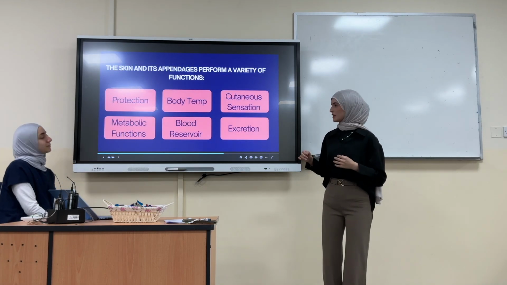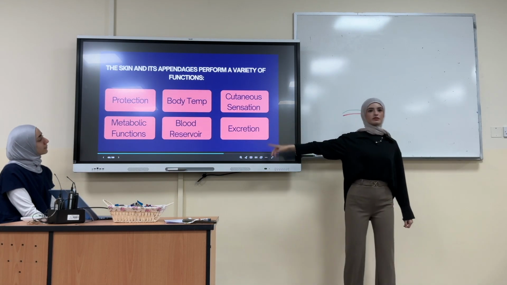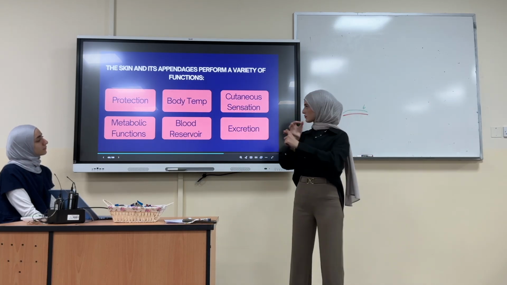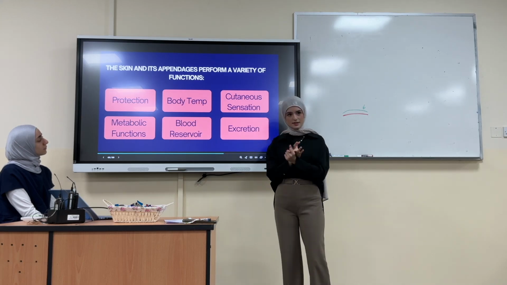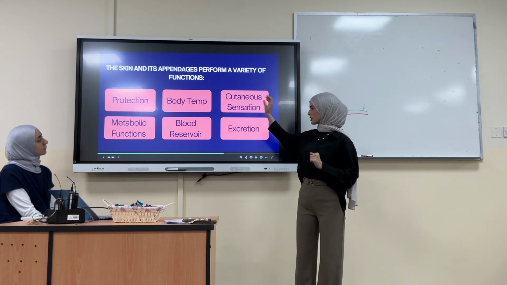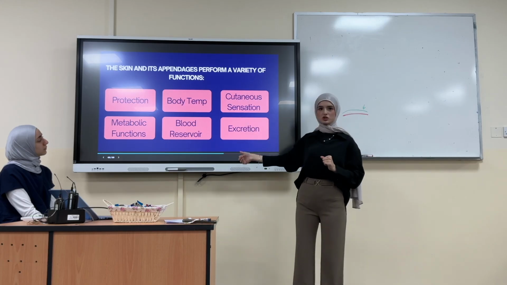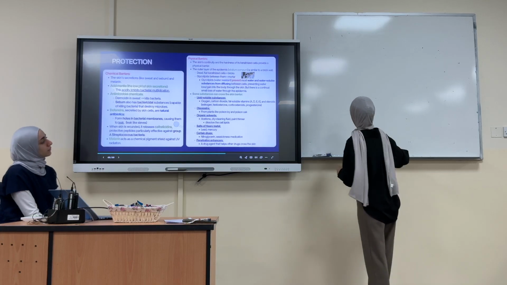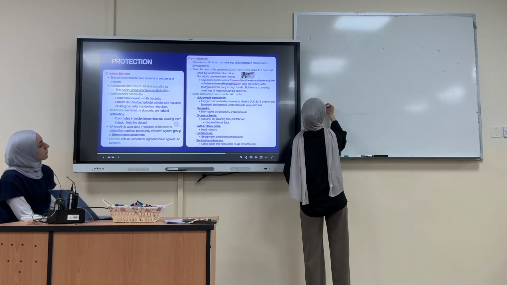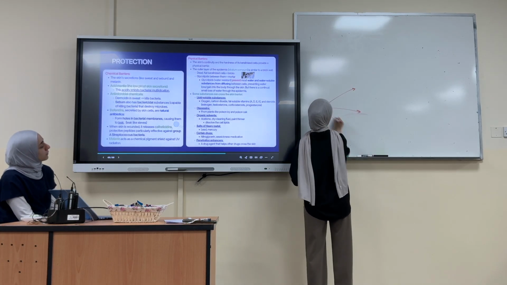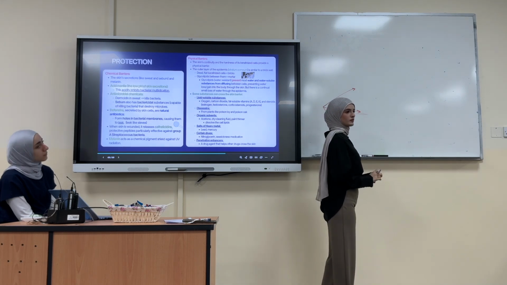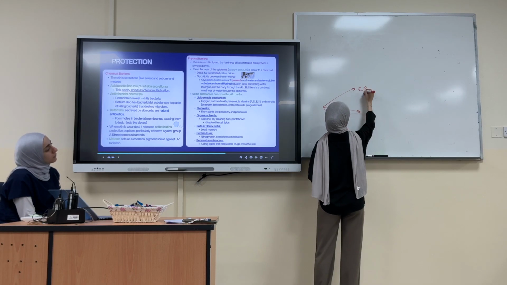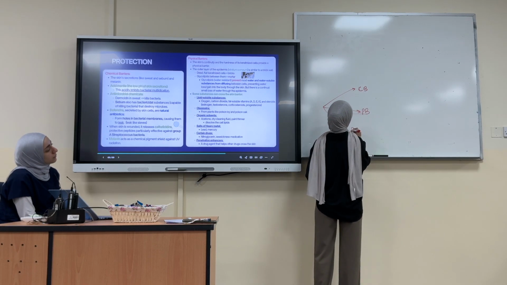The skin and its appendages perform a variety of functions. The book divided them into six: protection, body temperature, sensation, metabolic functions, acts as a blood reservoir, and excretion. If we talk about protection, what are the three types of protection that were provided by our skin? Biological, chemical, and physical. So we have a chemical barrier, a physical barrier, and a biological barrier.